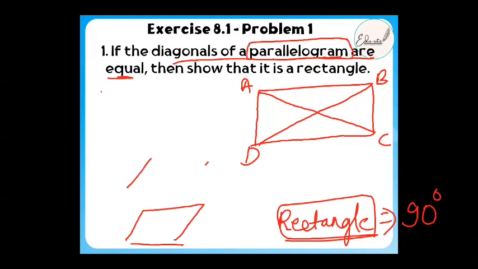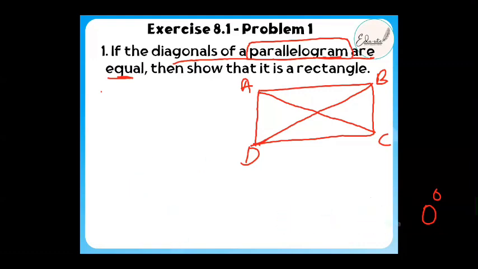A parallelogram is a slanted figure in this way, but the rectangle has the angle as 90 degree. All angles are 90 degree, right? So they have asked you to prove this. Prove that this figure is a rectangle. Then to show that this figure is a rectangle, you have to show that the angles formed here are 90 degree. How will you show the angles formed are 90 degree? Have to show that all the angles formed here are 90 degree.